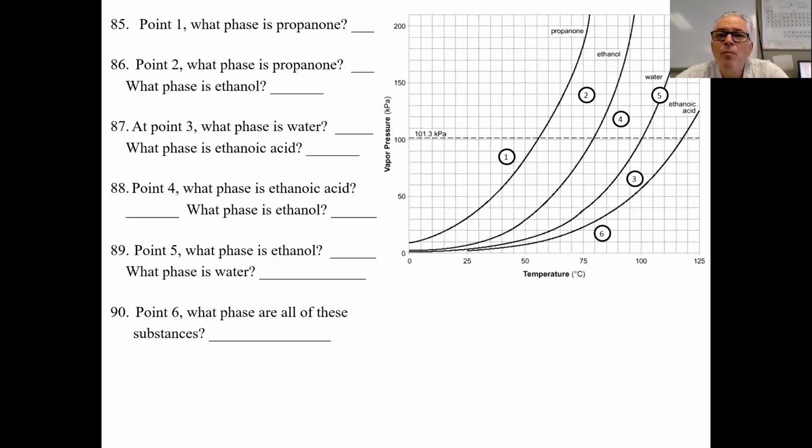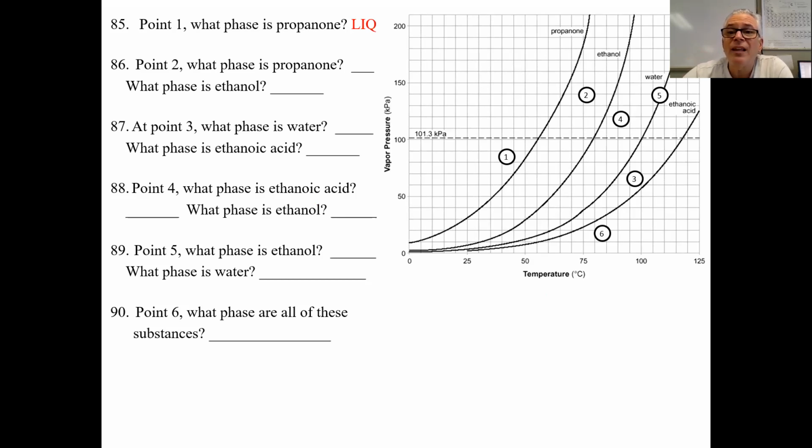All right. Point 1. What phase is propanone? So I see point 1. You see point 1 right there. Propanone at that particular pressure, and that pressure looks to be about what? I don't know, 85, maybe 90 kPa. Propanone won't boil until about 50 degrees. We're not quite there. So that's going to make, behind the curve, that's going to make propanone a liquid.